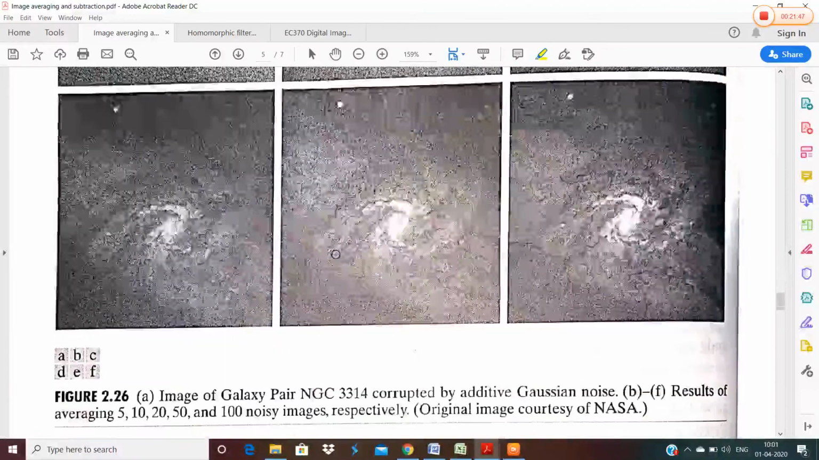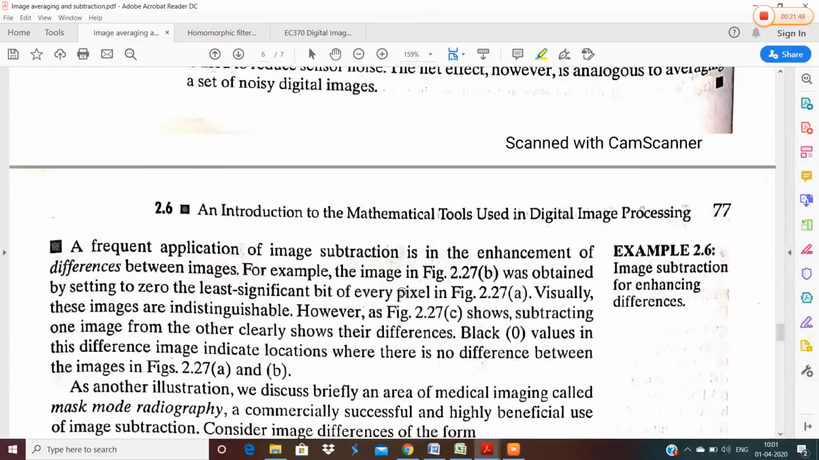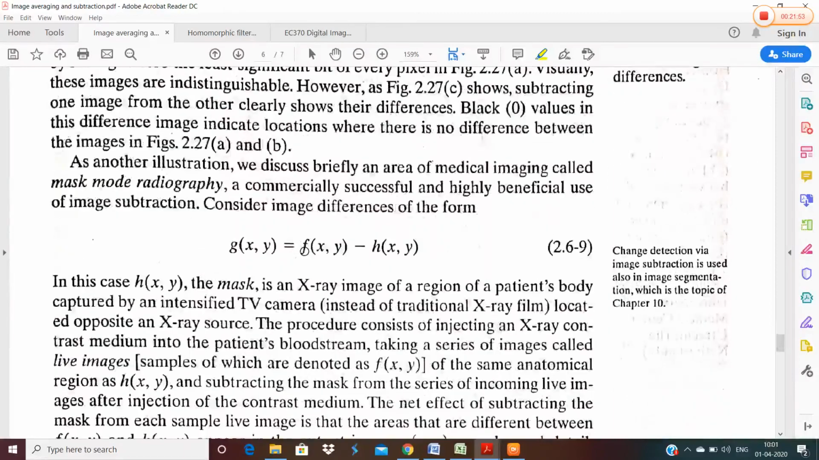Okay, next, an example is given, just go through it. Next is image subtraction. You are subtracting two images f and h. As an example, a medical image is given. Suppose a certain region of a patient's body has undergone a medical checkup.